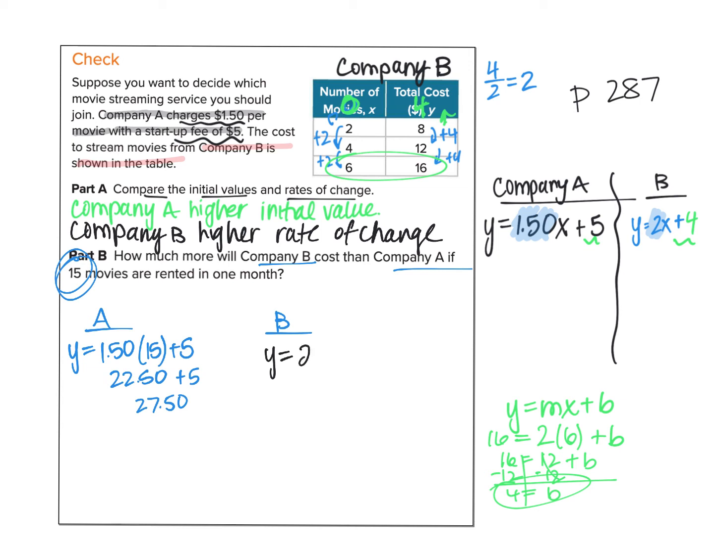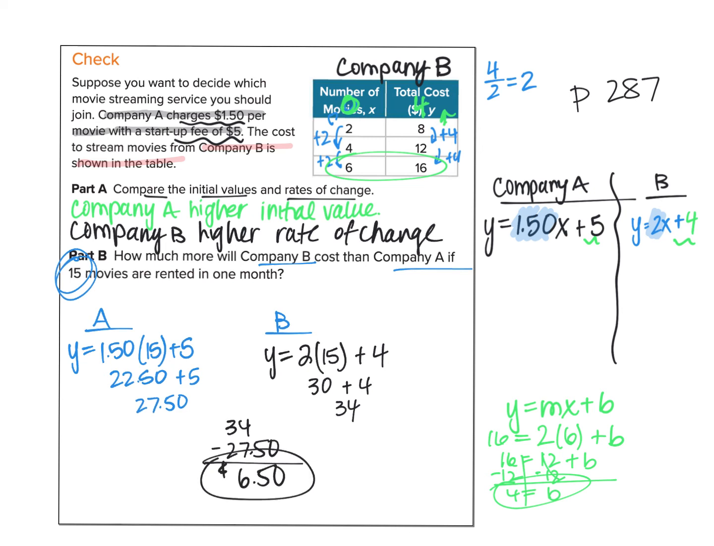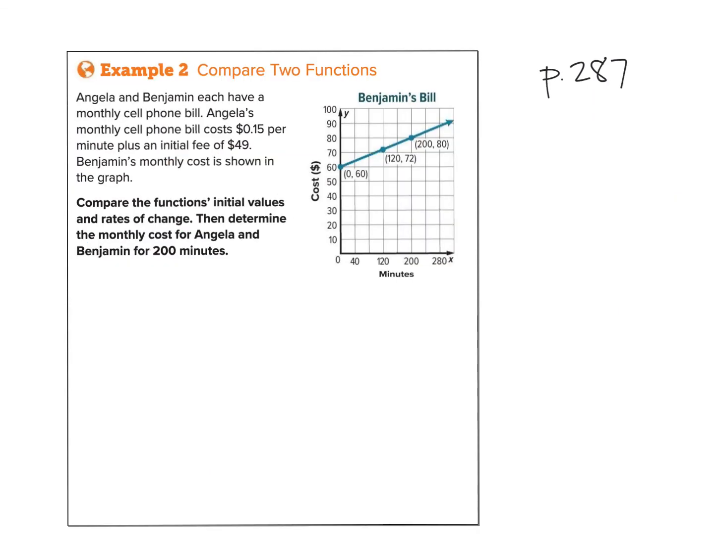You should have done $2 times 15 plus the $4 fee. Well, 2 times 15 is 30, plus 4 is 34. Okay, and company A charged $27.50. So it says how much more? Well, I'm going to have to subtract those two. 34 minus $27.50. Again, you guys can use a calculator for that, but 34 minus $27.50 ends up being $6.50 more. So company B would charge $6.50 more.